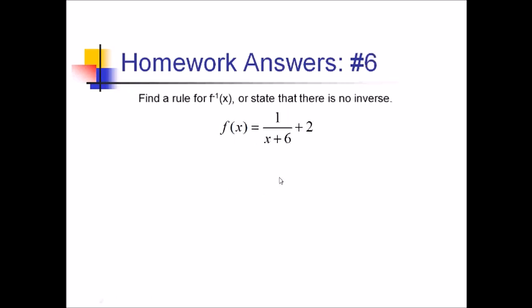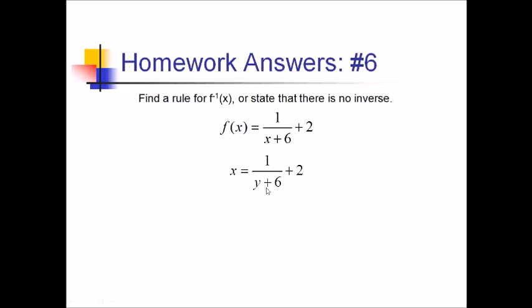For number 6, this is definitely going to have an inverse. If you were to graph this out, this is one of those two-branched rational kind of functions. It definitely has some places where it's undefined, but it passes the horizontal line test. So let's switch x and y. We'll have x equals 1 over y plus 6 plus 2.